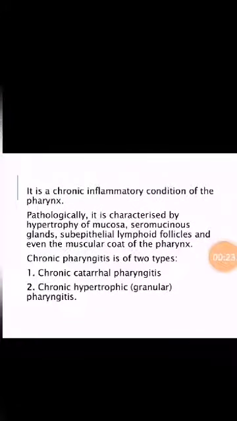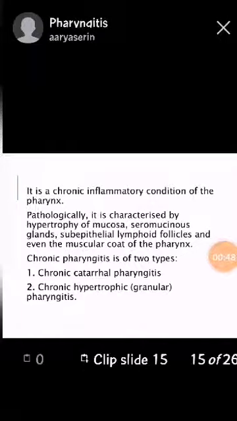Now, what is chronic pharyngitis? Basically, it is a problem of the mucosa of the pharynx and serum-mucinous glands as well, and some epithelial lymphoid follicles, and even the muscular coat of the pharynx. But we have divided chronic pharyngitis into two types: chronic catarrhal pharyngitis and chronic hypertrophic pharyngitis, also called the granular pharyngitis.